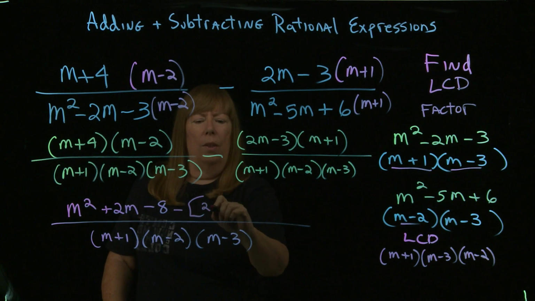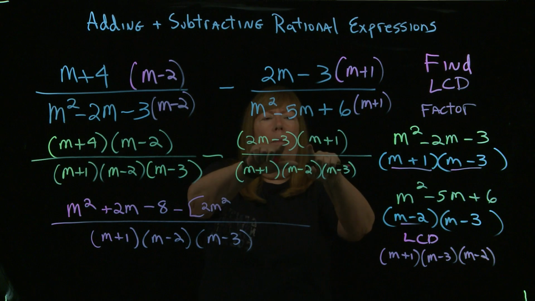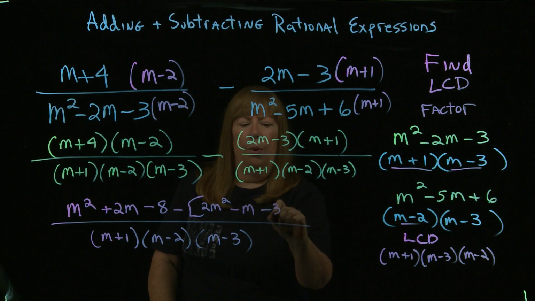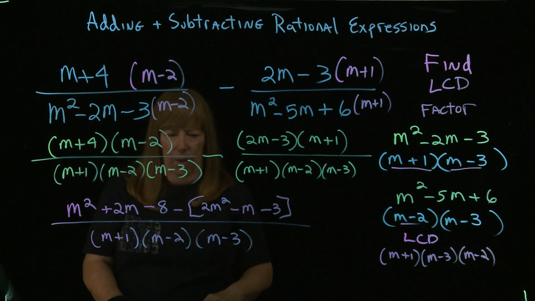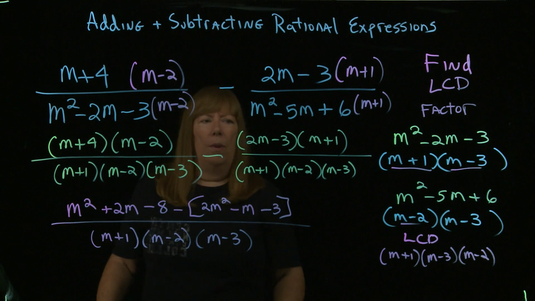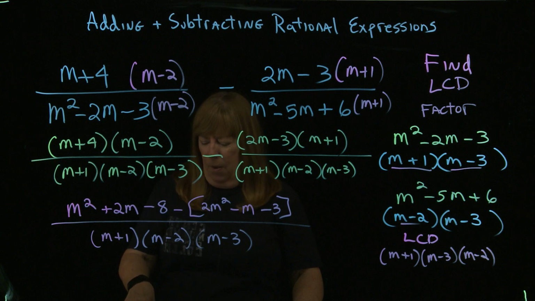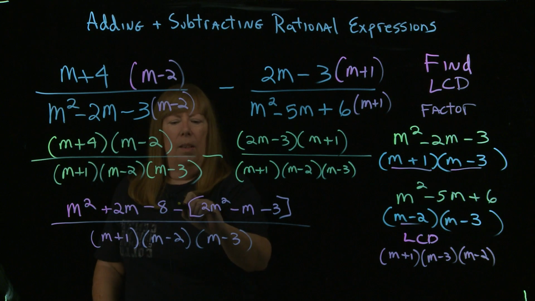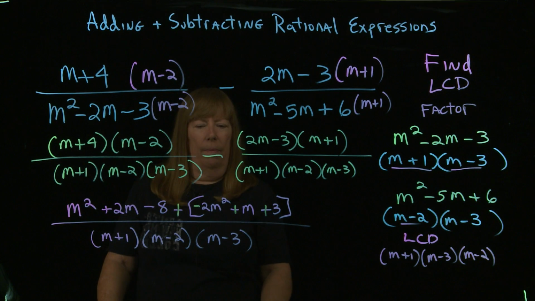2m times m is 2m squared. 2m times 1 is 2m, minus 3m is negative m, minus 3. Okay, because there's a minus sign in front of there, we have to distribute that minus sign to all of these. And since it looks like I'm running out of room, I'm going to do it this way. To make this a plus, I have to change every sign.